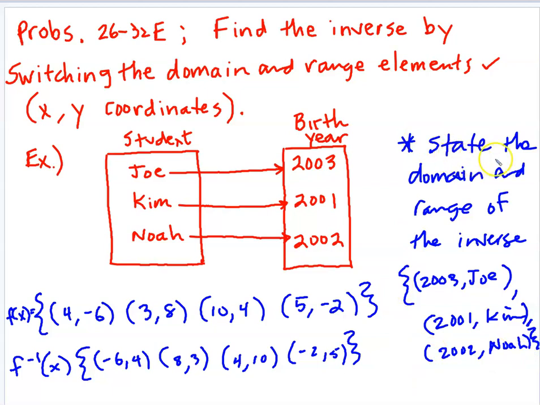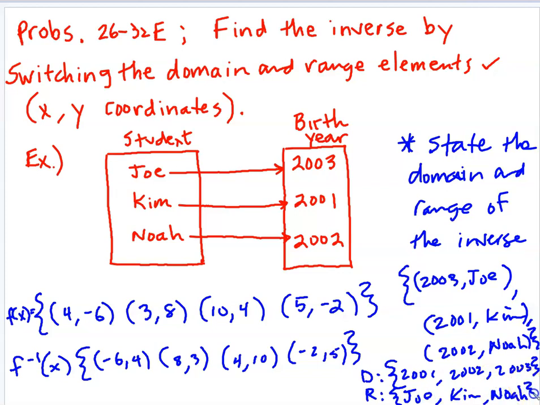And it says to state the domain and range of the inverse. So the domain would be the years, and let's go lowest to highest. And the range would be the names. Joe, Kim, Noah. Famous basketball player from a few years ago, University of Florida and Chicago Bulls, I believe.